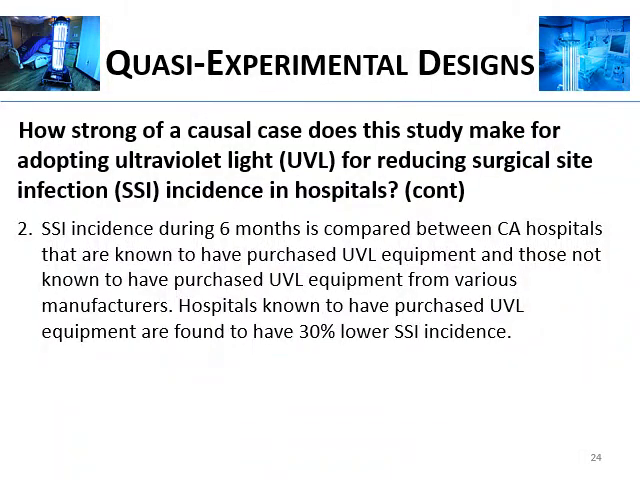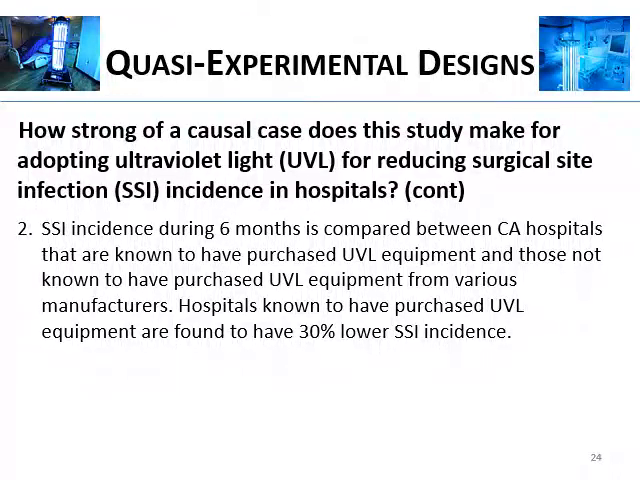Again, SSI incidence during 6 months is compared between California hospitals that are known to have purchased ultraviolet light equipment and those not known to have purchased ultraviolet light equipment from various manufacturers. So you go out and you get the list from the manufacturers of which hospitals bought equipment, and if they are not on a list, you assume they didn't. Hospitals that are known to have purchased ultraviolet light equipment are found to have 30% lower incidence. So what is the flaw with this?